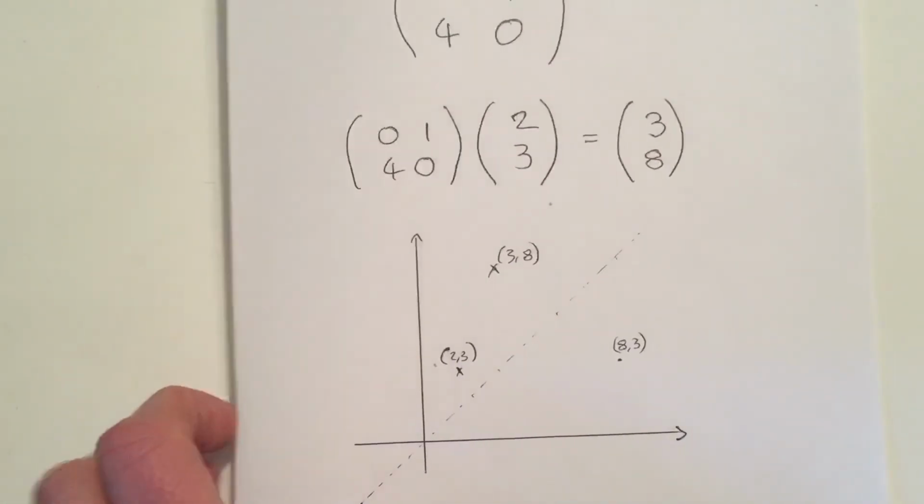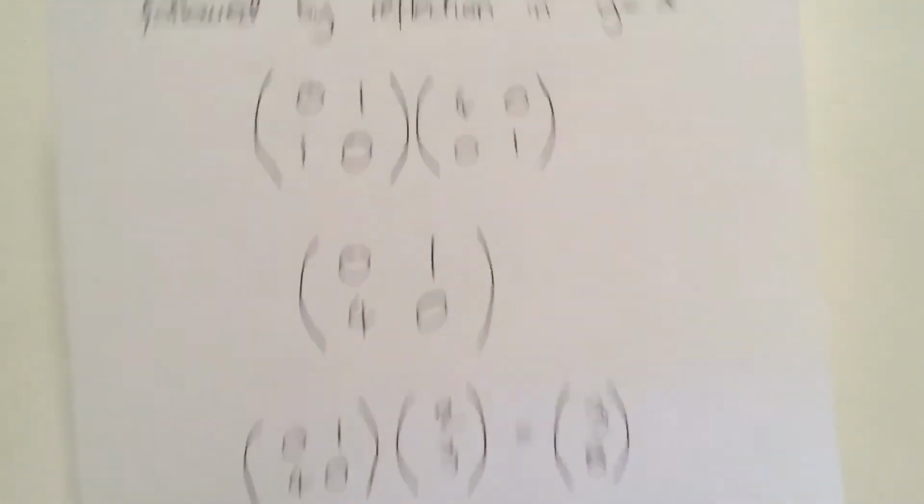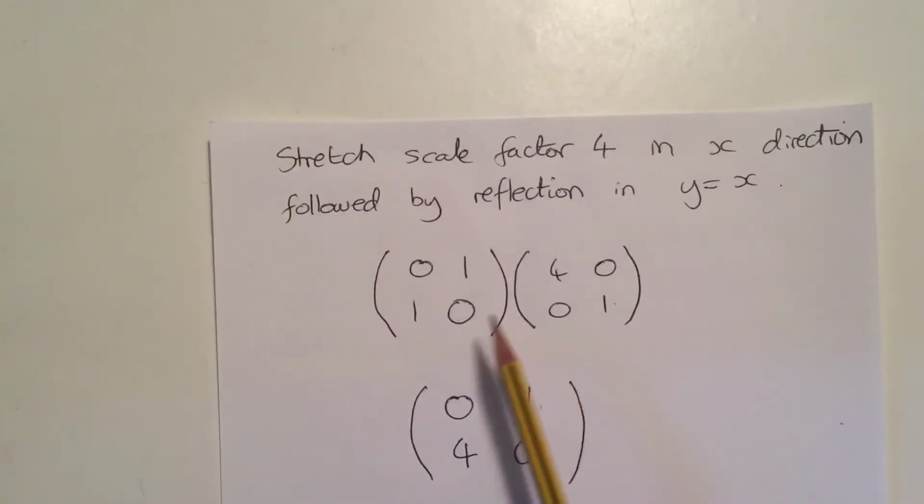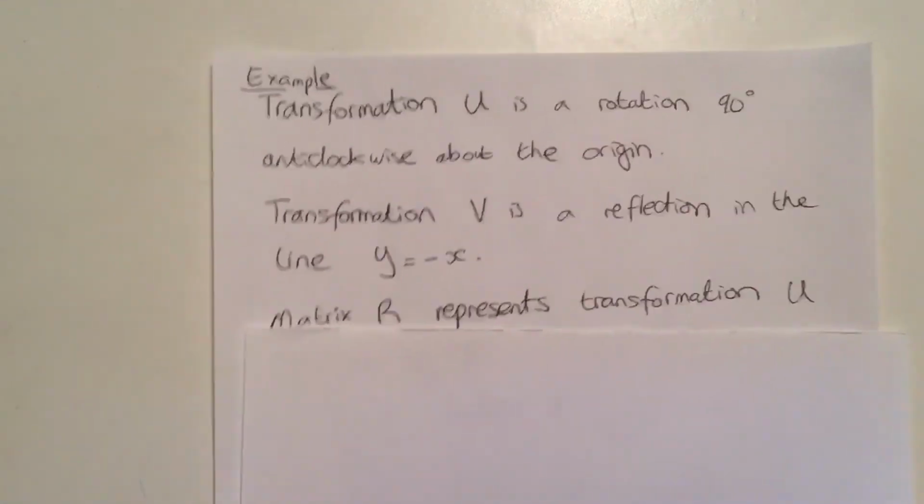So the key thing is the order in which we write them. This is the transformation that happens first. This is the transformation that happens second. So let's have a look at an example.